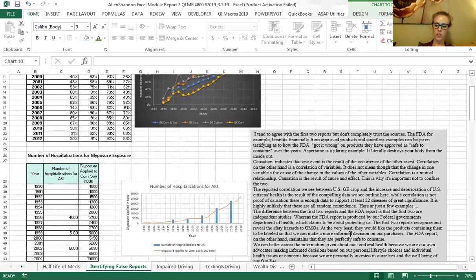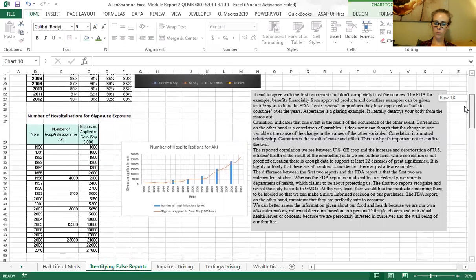The first two reports recognize and reveal the safety hazards that come with the use of GMOs in the products that we purchase, and at the very least, they would like the products containing them to be labeled for us so that we can make a more informed decision on our purchases. The FDA report, on the other hand, maintains that they are perfectly safe to consume. We can better assess the information given about our food and health because we are our own advocates.